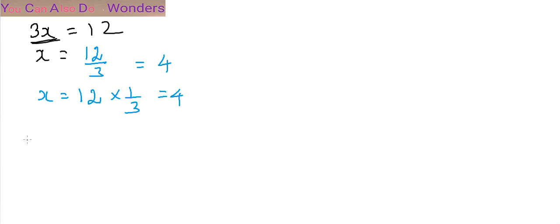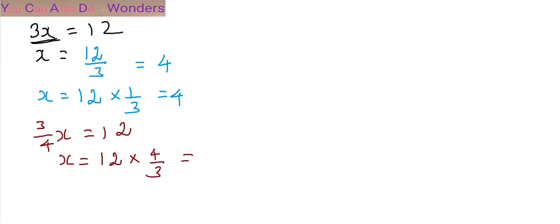Okay, suppose it's 3 by 4 instead of 3x. Suppose 3 by 4x is equal to 12. Same thing: x is equal to 12 into the reciprocal of the other part, which is 4 by 3, because the reciprocal of 3 by 4 is 4 by 3. So here we get 3 and 12, 4 times 12 by 3, so 16. So if 3 by 4x is equal to 12, x is equal to 16.